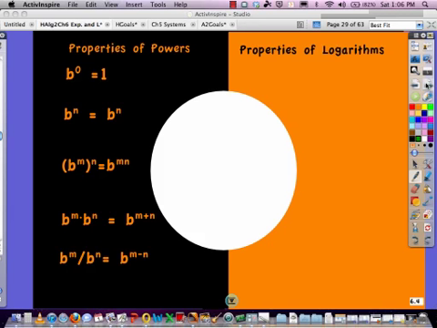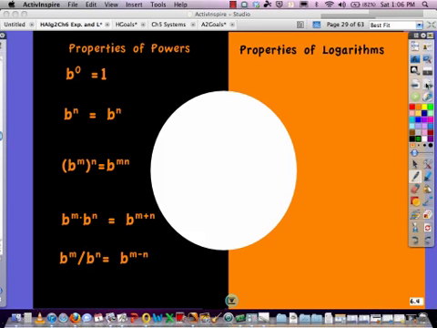So look carefully at these. We have all our properties of powers on the left-hand side, which you should be familiar with. Most of them are dealing with a base and then some exponent. So the first one, b to the 0 equals 1. We know that when you take any number to the 0 power, it equals 1.